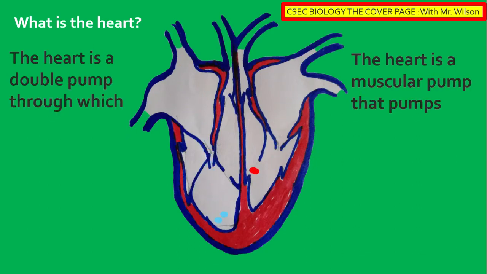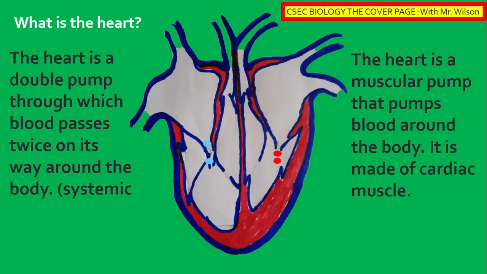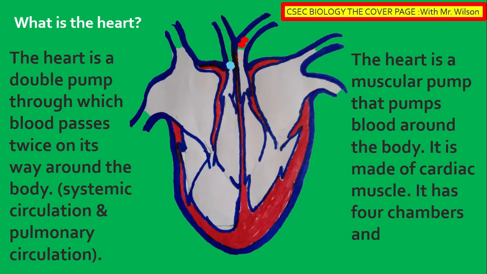What is the heart? Have you ever thought about it? The heart is a muscular pump. It pumps blood around the body. It is made from what we call the cardiac muscle. It has 4 chambers and 2 sides.